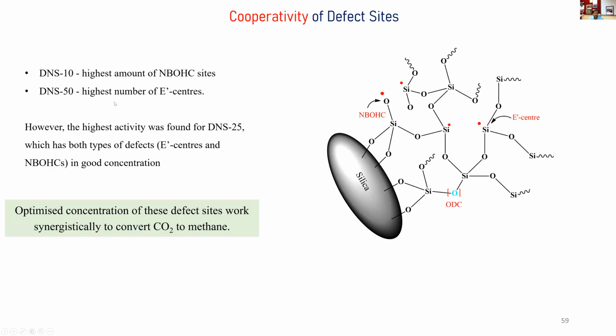So DNS10 has the highest amount of O centers. DNS50 has the highest number of E centers. This is coming from PL, this is coming from EPR. However, it is DNS25 which shows the best activity, neither 10 nor 50. This clearly indicates that there is some sort of cooperativity between O and Si radicals, and they need to be in a good concentration. It cannot be that one is higher and one is lower. There needs to be some optimized concentration, which is the case in DNS25. And that's why there is a cooperativity between these 2 centers, and that's the reason DNS25 is better.